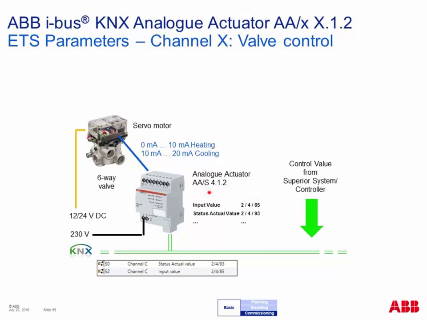So the same here, when we come back to our example at the beginning, if you want to control our 6-point valves, we have again a group address which is linked to the input value, for example here 2485, which is sent maybe from our superior system or another controller. So we link this group address to the input value. That's all. In principle, we need no other group address. You can also use the status, and then we have to link a status group address, and the status is sent back to KNX to your comfort touch or somewhere else.